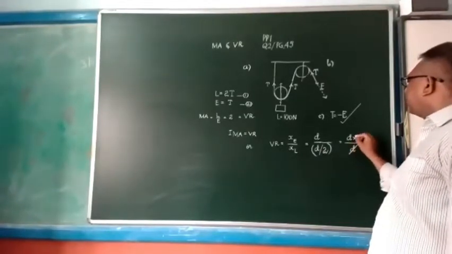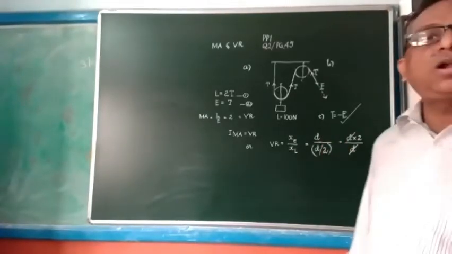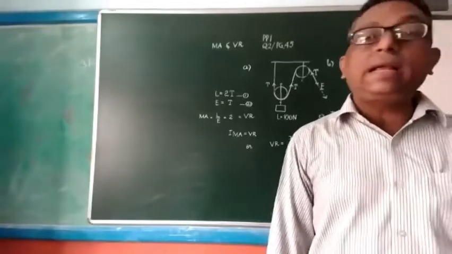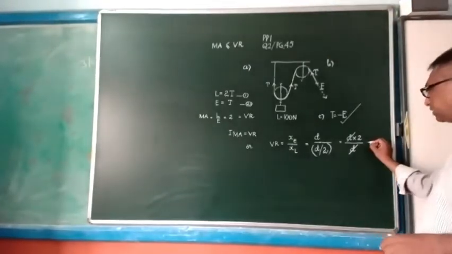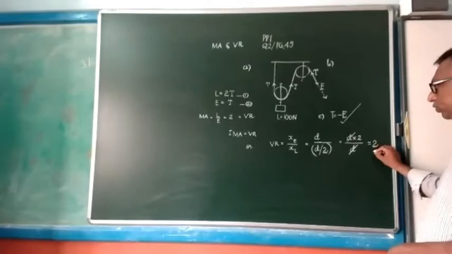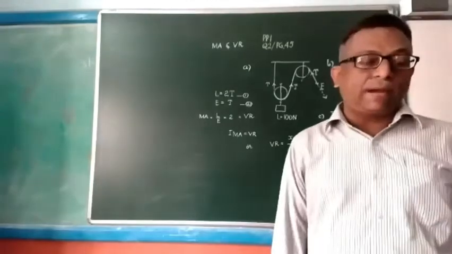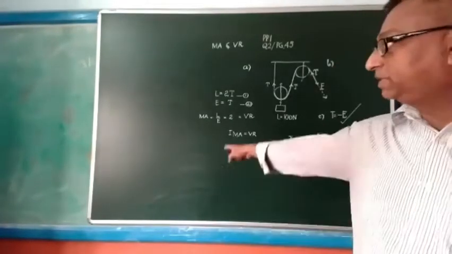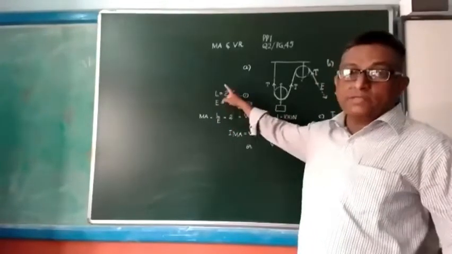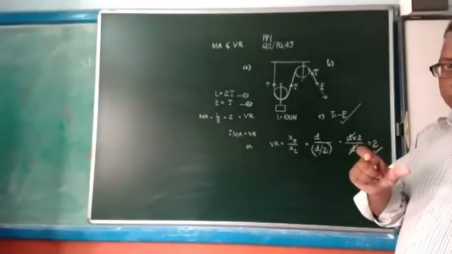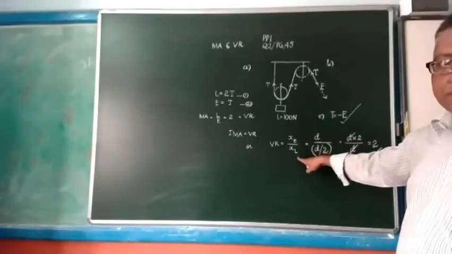Here, you can write another symbol in place of small d. There are two, small d and capital D, as initially told. So this is equal to 2. So velocity ratio is again 2. You can find the value of velocity ratio on the basis of L upon E in terms of forces. Velocity ratio can be had by using effort distance and load distance.